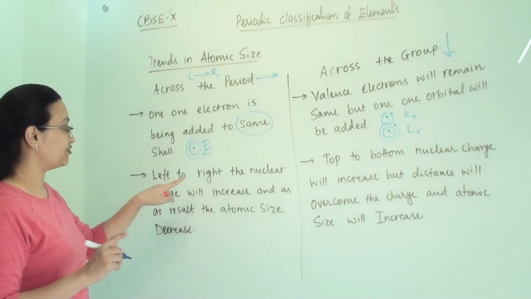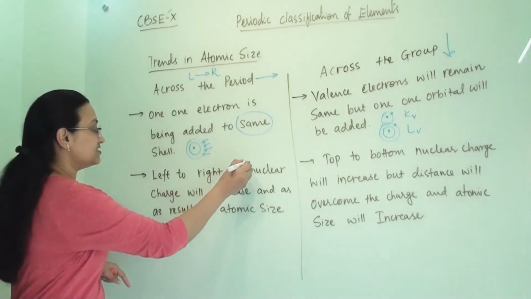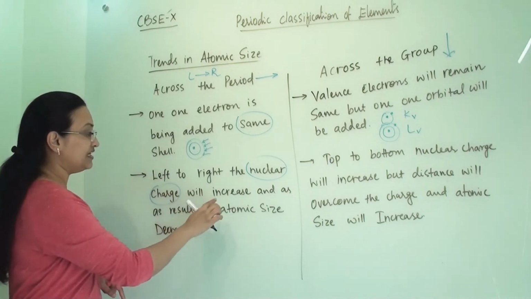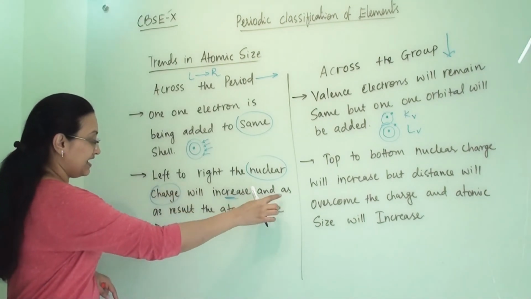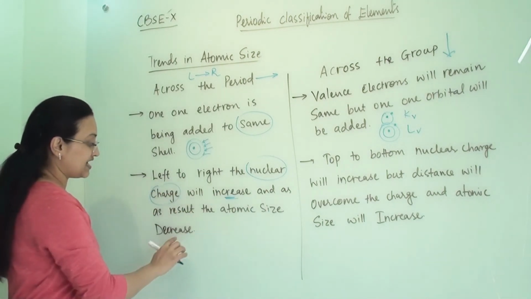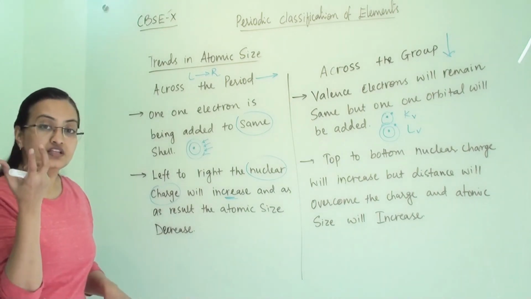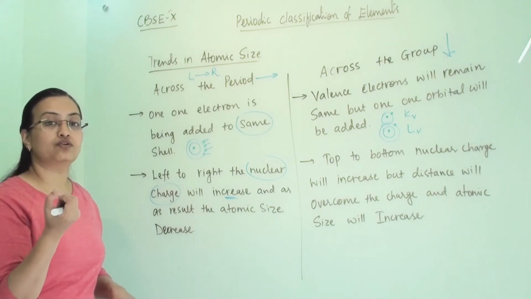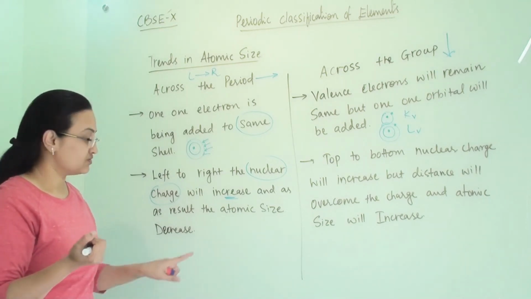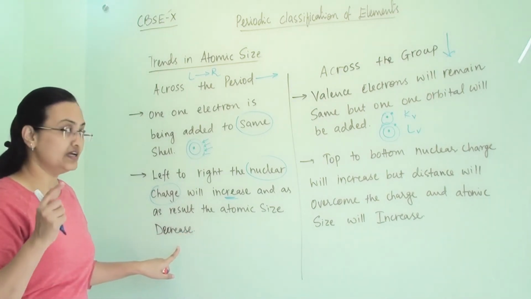As we are going from left to right, the nuclear charge will increase, and as a result the atomic size will decrease. Now why will it happen like that? Because the nuclear charge will pull electrons towards the nucleus. So that's why atomic size will decrease.